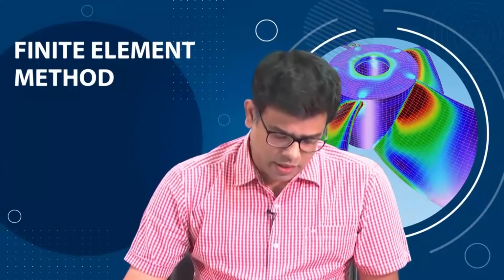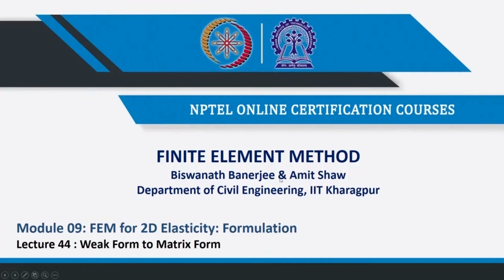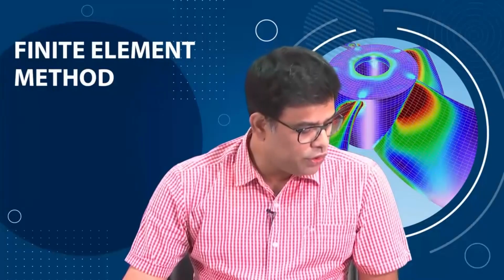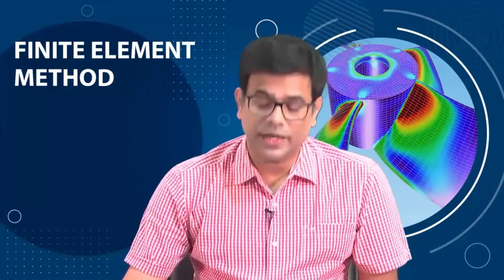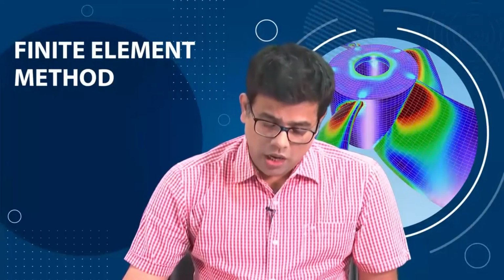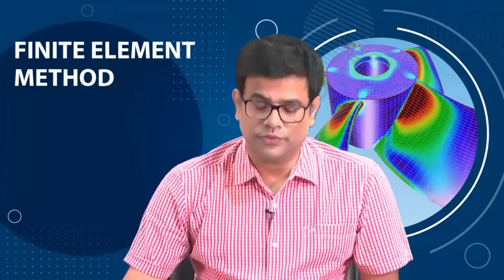Welcome. So, we are in the third lecture of module 9. We are doing weak form to matrix form. I am just detailing the procedure of how to compute these matrices for a 2D elasticity problem. In the previous lecture we derived the matrix form for the stiffness matrix and the force vector.